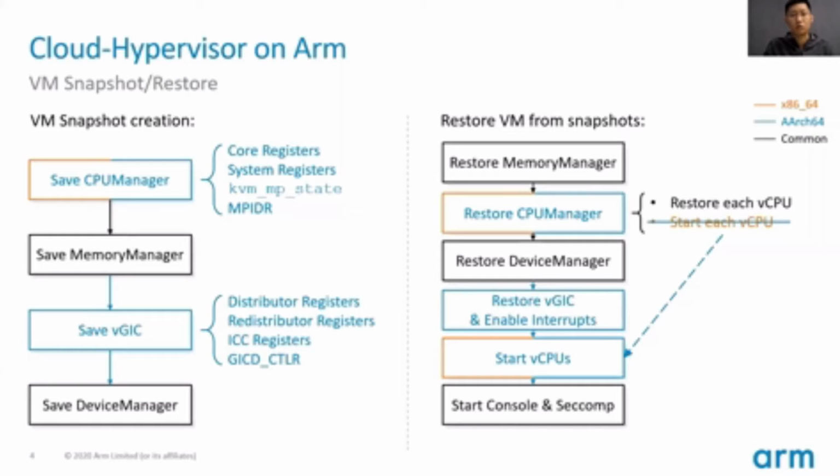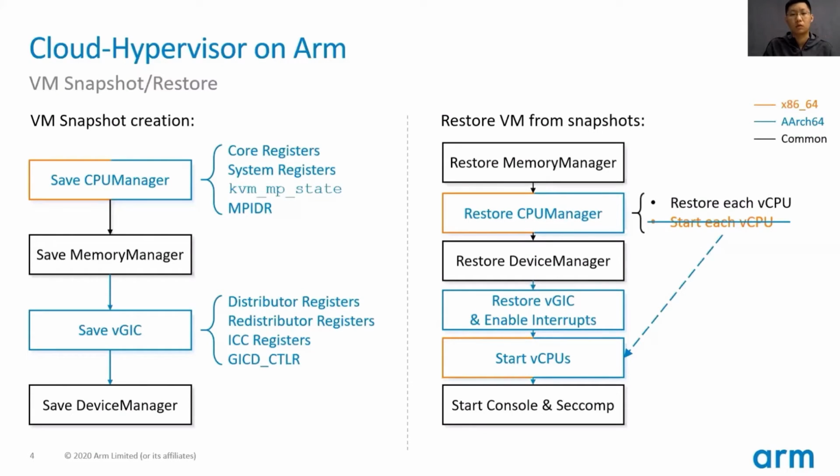The VM restore follows the order of memory manager, CPU manager, and device manager. One thing that needs to be noticed is that previously at the step of restoring the CPU manager, the vCPUs are started directly after their states are restored. However, on AArch64, the VGIC is required to be created and restored before the vCPUs are started. Therefore, the original design was refactored. The start of the vCPUs was split into a single step. The restoring of the VGIC was inserted before vCPUs are started.